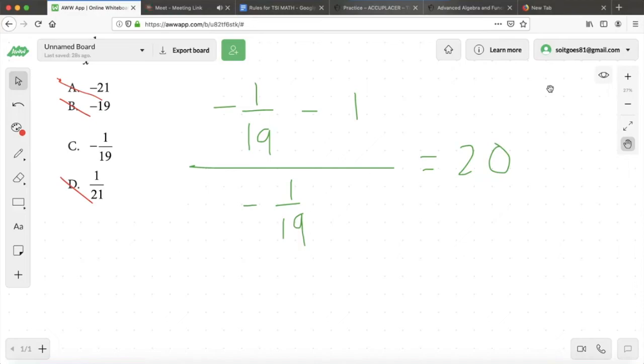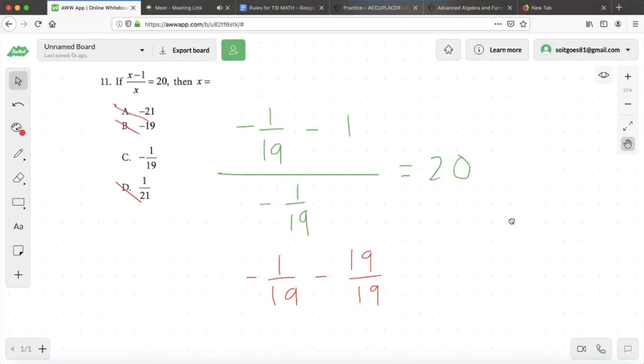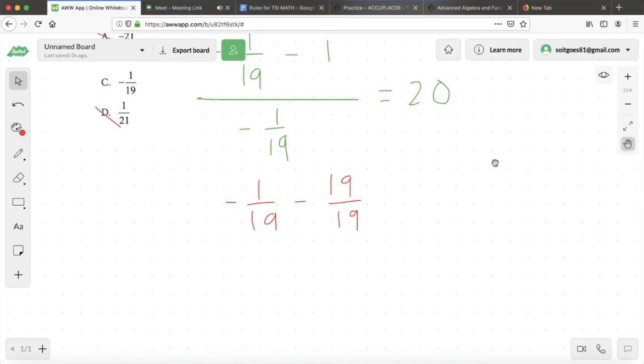Let me show you why I think it's going to be 20. I'm going to rewrite this negative 1 over 19 minus 1, and I'm going to rewrite 1 as 19 over 19. Because what's anything divided by itself? 1, right? Absolutely. And that's divided by negative 1 over 19. Let me simplify this. When we're adding or subtracting fractions, as long as we have a common denominator, which we have here, 19 in both denominators, all you do is add the numerators together.